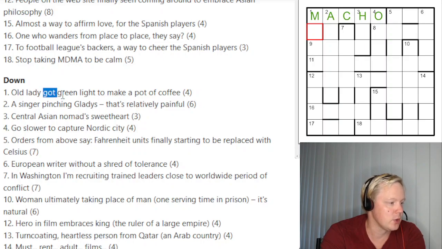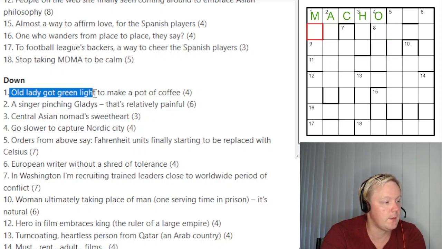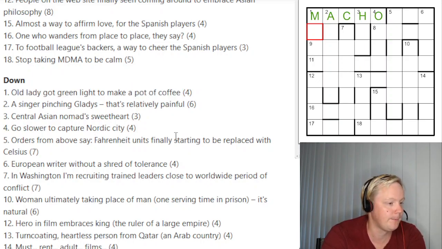If something got something, this would mean this is inside the old lady. To make can mean just could indicate this is the wordplay. You do this wordplay to make an answer meaning a pot of coffee.